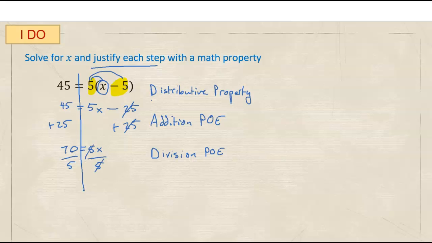These 5s will cancel. We get 70 divided by 5 is 14, I think. And then we're just left with x. So that is our solution. 14 equals x. And we now have a proof that justifies why we can take each of those steps. Let's try another one.